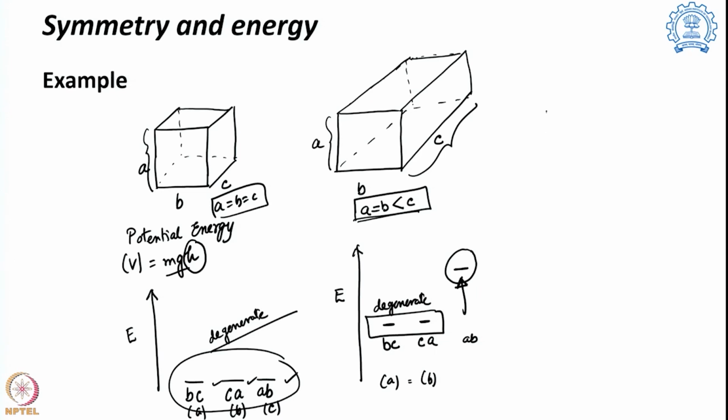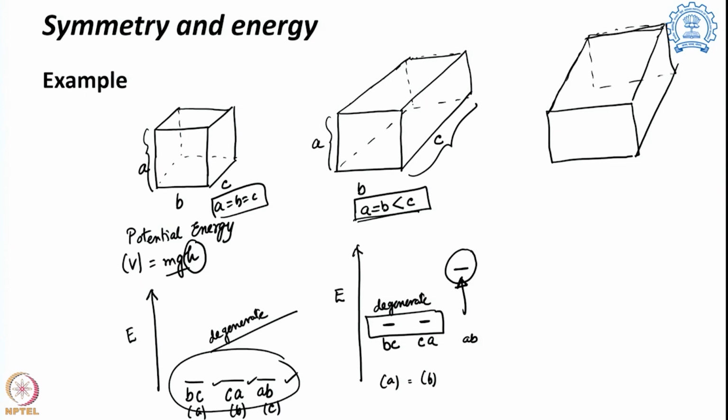Now take an example, the third case, where I am breaking the symmetry further. This is A, this is B, this is C, and in such a way that A is less than B is less than C. So all of them are now different.